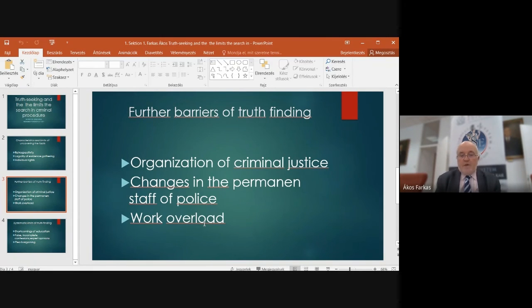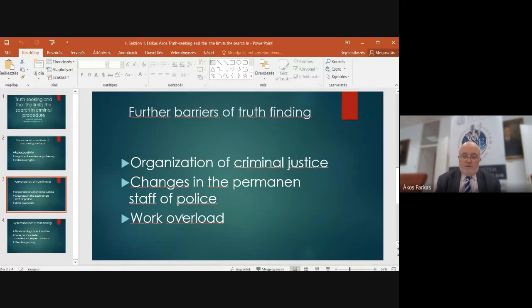Truth-finding has systematic limits as well. On the one side, at least in Hungary, the criminal judge has no obligation, it is only a possibility, to search for the accused person's guilt if there is no proposal from the side of the prosecution service.